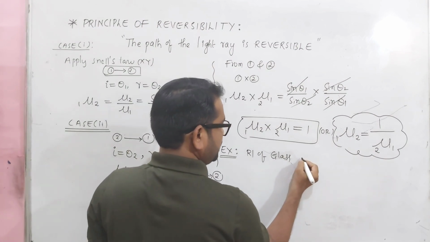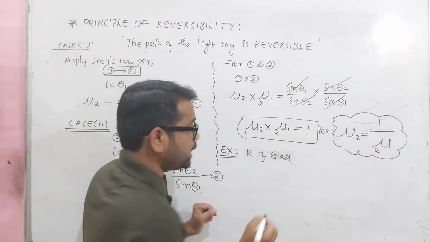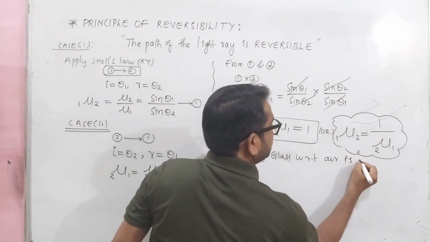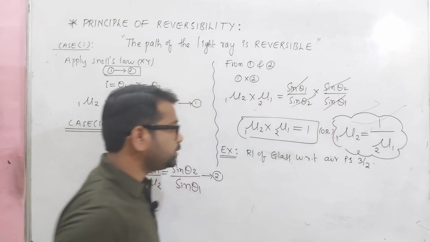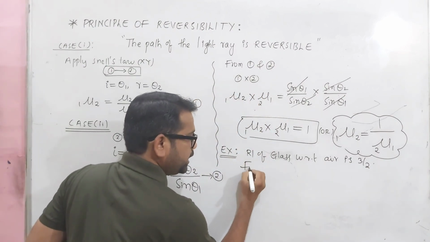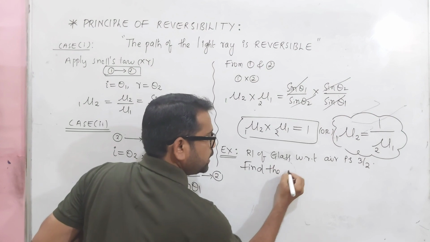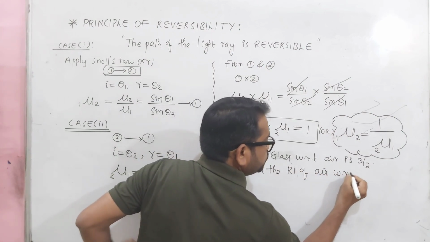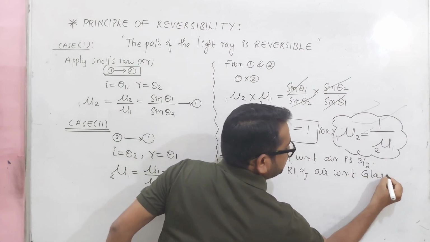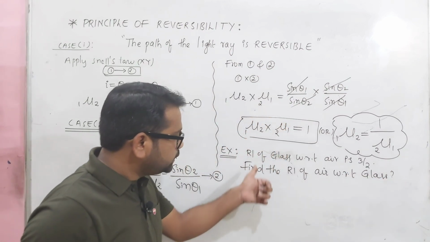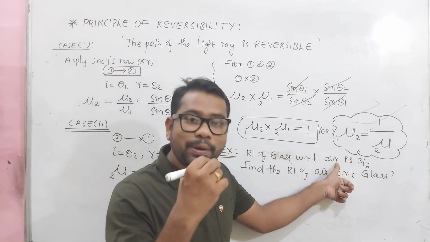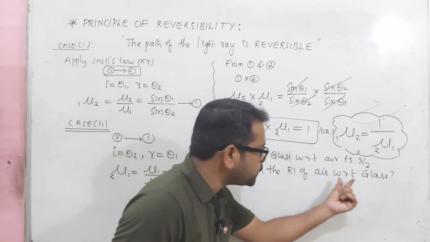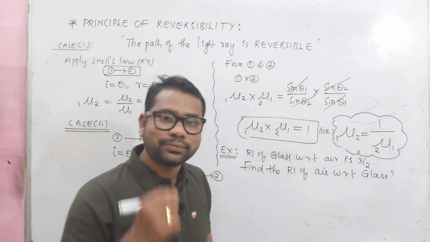Glass is, for example, the refractive index of glass with respect to air is 3 by 2, is given 3 by 2. Then find the refractive index of air with respect to glass. Children, look here. The refractive index of glass with respect to air is 3 by 2. Then it is asked to calculate the refractive index of air with respect to glass. Children, can you try? Just try it.